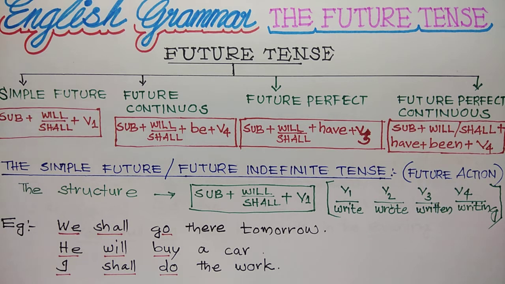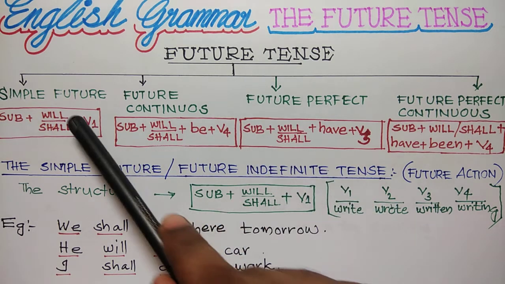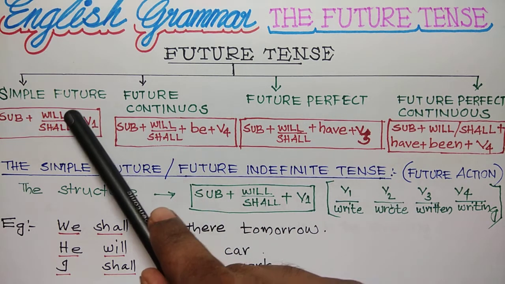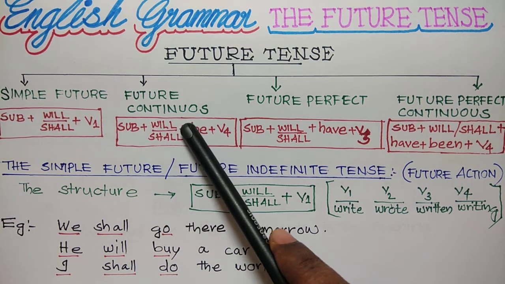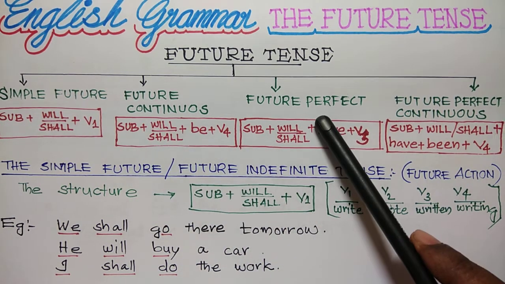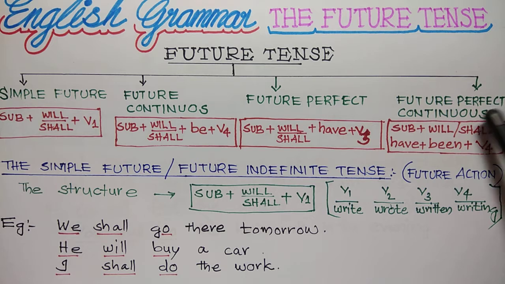The future tense. As we have already learned in the case of present tense and past tense, the future tense also has 4 subcategories. First one, simple future, future continuous, future perfect, and future perfect continuous tenses.